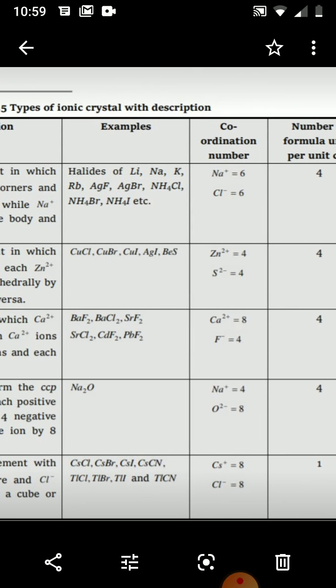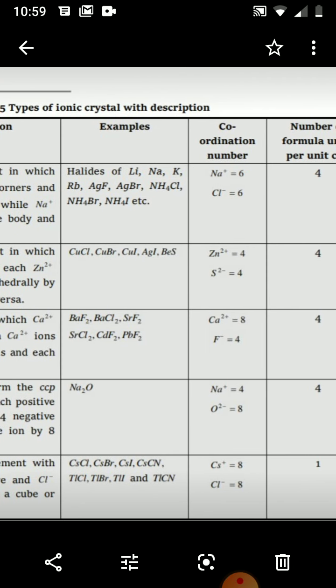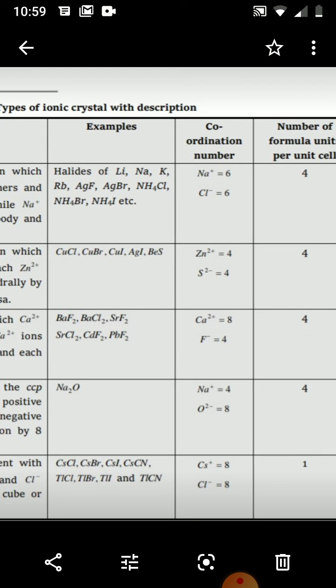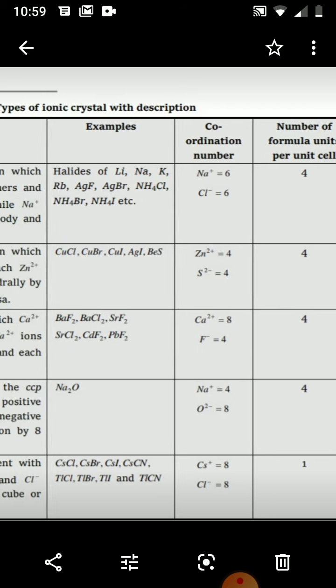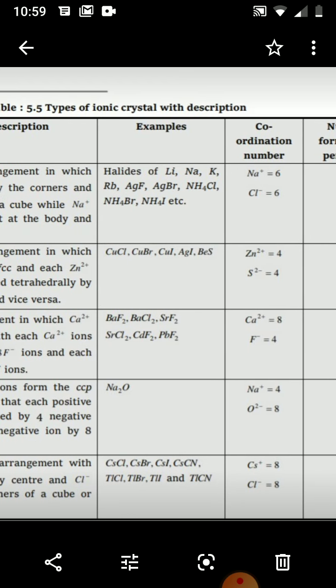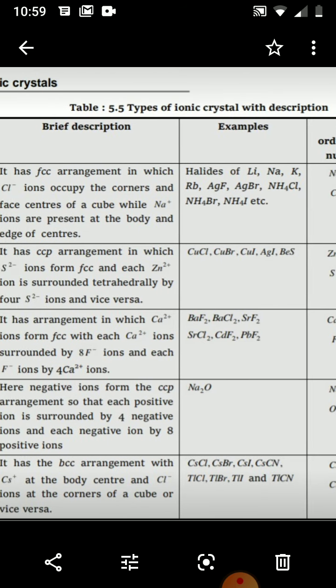Na+ has coordination number 6, and chloride also 6, which means one chloride is surrounded by 6 sodium ions, and one sodium ion is surrounded by 6 chloride ions. So the number of formula units per unit cell will be 4. Examples: lithium chloride, sodium chloride, potassium, rubidium, cesium, silver, etc.